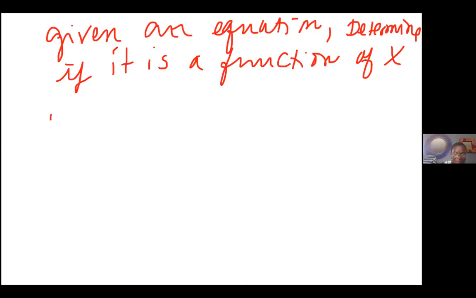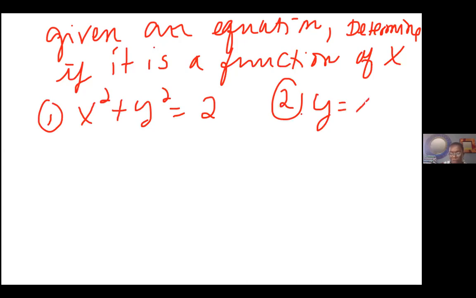For example, guys, I'm going to show you these two equations. X squared plus Y squared is equal to 2, versus number 2, which is Y equals X squared. Now, I'm giving you these two side-by-side equations because one of them is a function and one of them is not. If you look at these two equations carefully, you will notice there's one minor difference, which makes a major difference in the outcome.